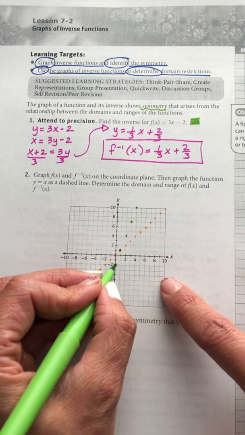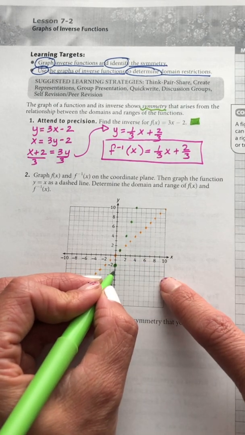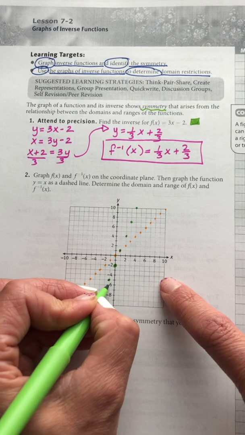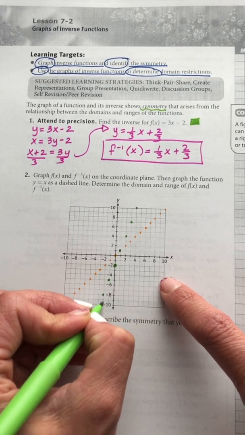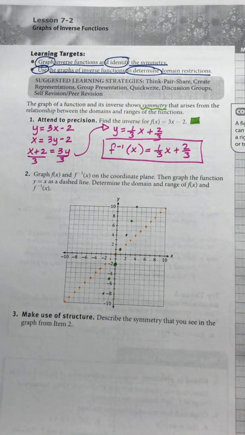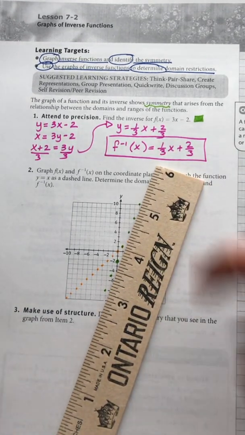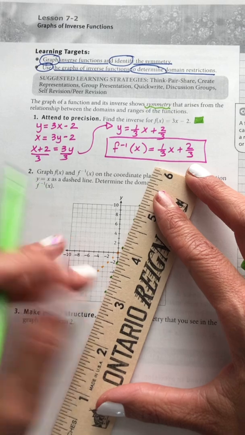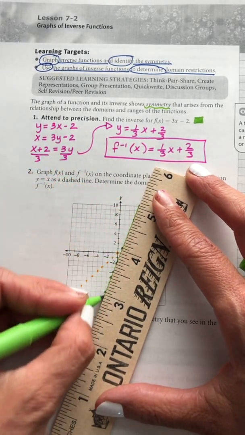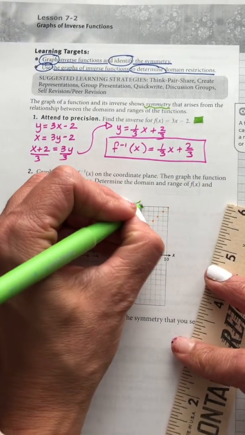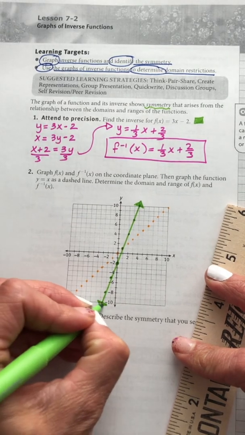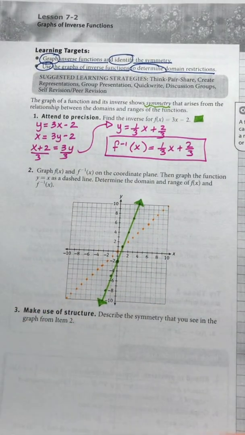Now go backwards. Down 3, left 1. I'm out of room, so that's as far as I can go. And connect the dots. Line it up good. Draw your line. Lines have arrows in both directions, meaning they go to infinity in both those directions. Okay, so there's f of x.